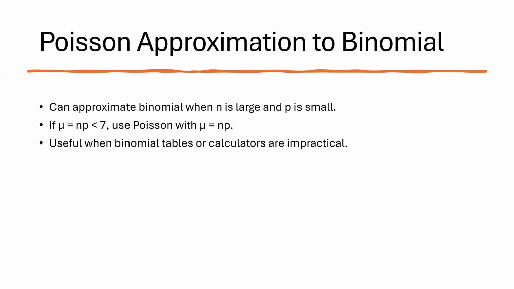Sometimes calculating exact binomial probabilities is tough, especially if n is large and p is small. That's when we use the Poisson approximation. The rule of thumb is if n is large, p is small, and mu, which is n times p, is less than 7, then you can approximate the binomial with a Poisson distribution using mu equals np. This shortcut saves time, especially in older or manual calculations. Just remember that it's only valid under the right conditions.